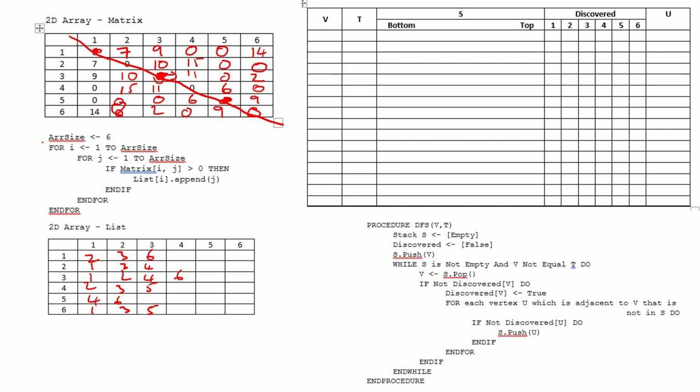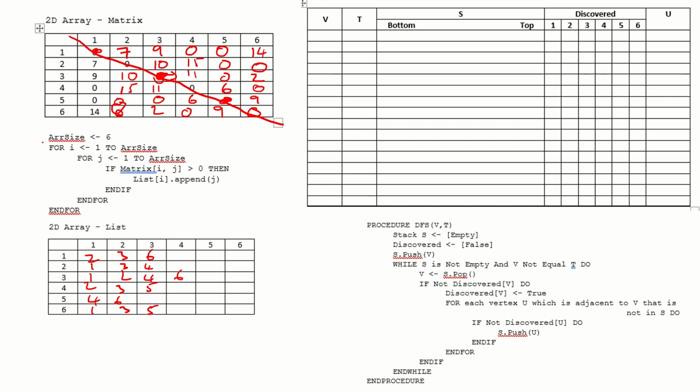And for each vertex u that is adjacent to v and not in S. What's adjacent to 5? It's 4 and 6, and neither of those are in the stack. So we'll do 4 first. And if it's not been discovered, it's not been discovered. Oops, put that in the wrong place. It's not been discovered, then push it onto the stack. So 2, 3, and 4. Then get the next adjacent node, which is 6.